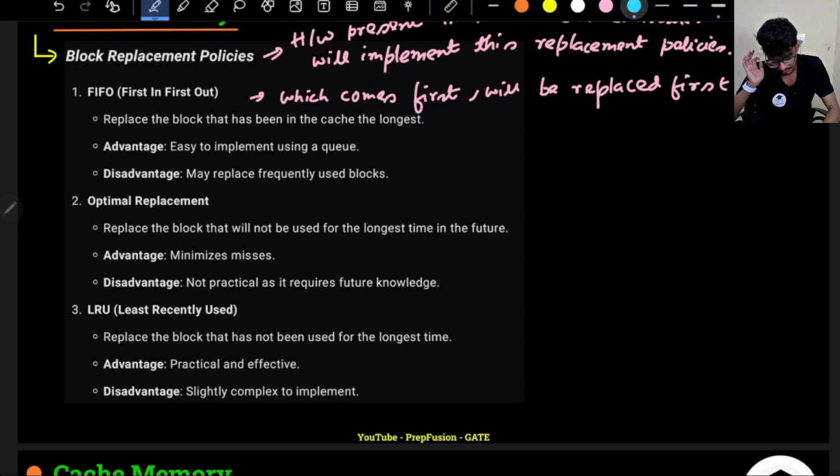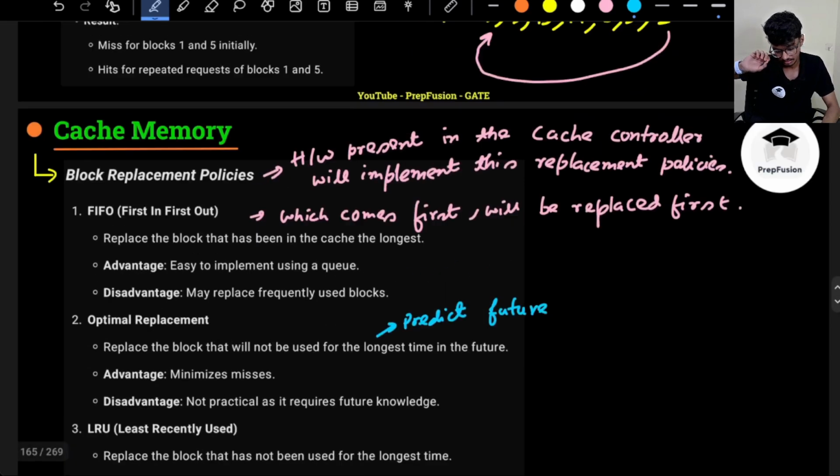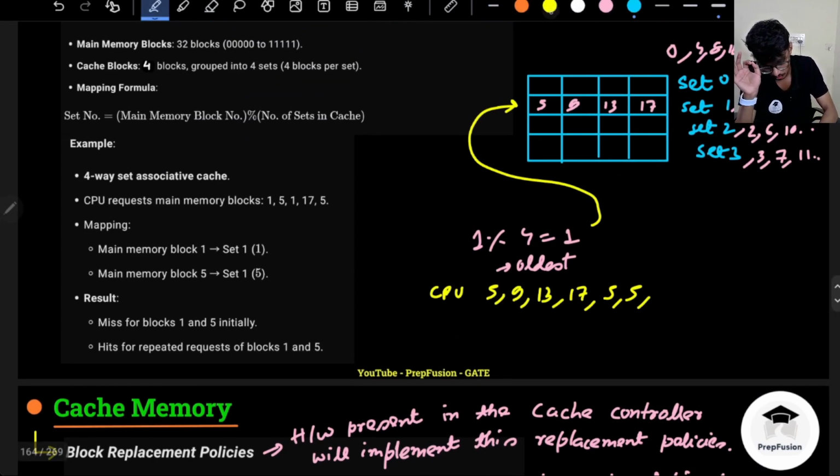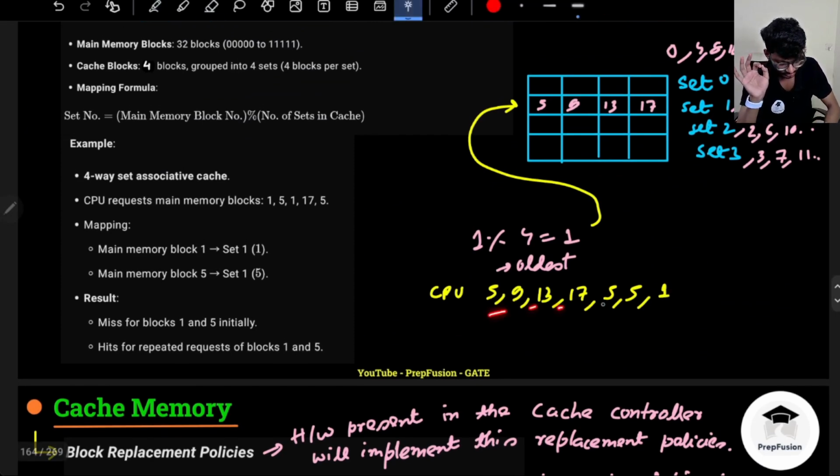So we have to predict the future and tell which blocks will not be used for a while, and those I will replace from the cache memory, because I am able to predict the future. Let's understand this. Here I have called 5, 9, 13, 17, all these are in cache memory, and then again I called 5 twice. Now as soon as I call 1, there is a problem of replacement.